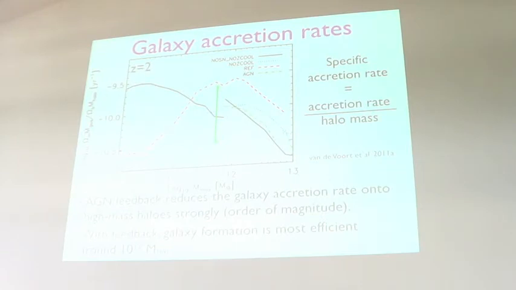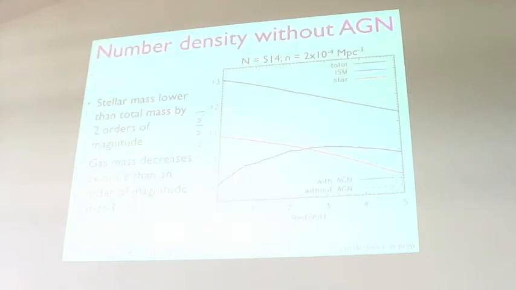And actually our AGN model, at these high masses, just manages to reduce the galaxy accretion rate to the no feedback primordial value, but at least it's much reduced from the supernova plus cooling model, which is all included in the AGN model also.